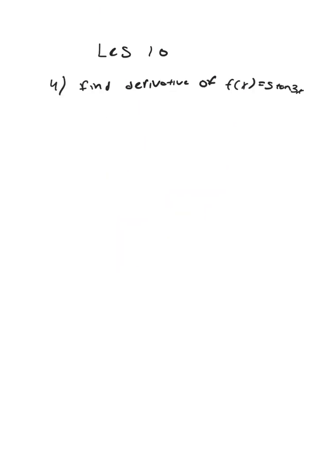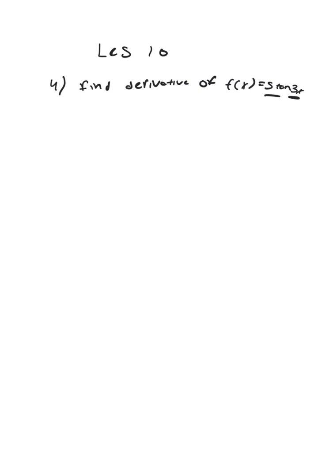Okay, here's my understanding of lesson 10 problem 4. I couldn't seem to find the video on your YouTube channel, but I did some researching myself, and here's what I came to. To find the derivative of f of x equals 5 tan 3x, first we have to understand that the chain rule is a formula for calculating the derivative of a composite function. We know this equation is composite because 3x is the inner function and 5 tan is the outer function.